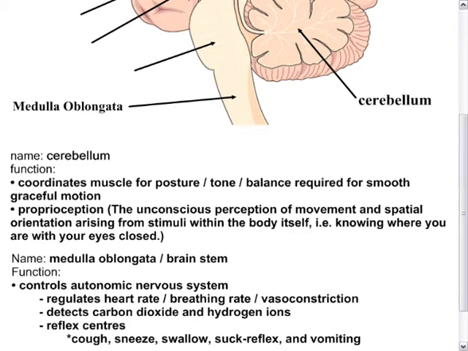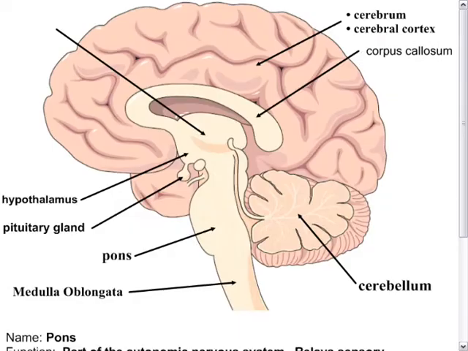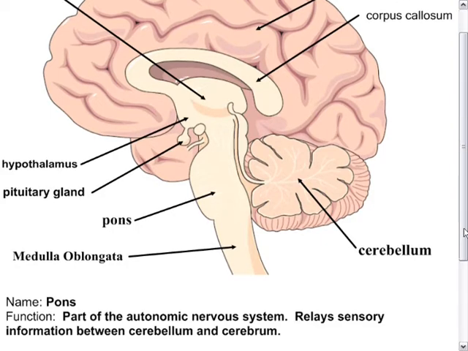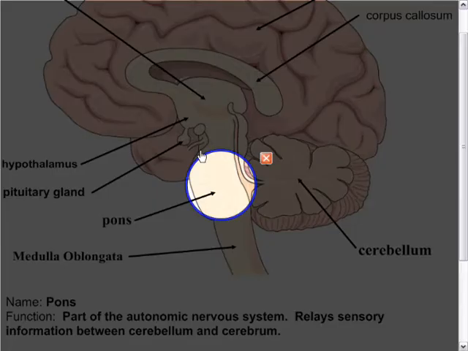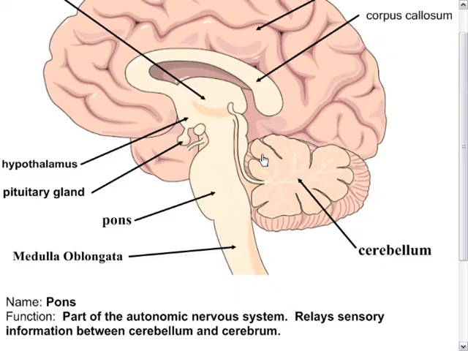Breathing, heart rate, coughing, all these kinds of things. We will now move to the next slide. The first area we are going to discuss is the pons. The pons are located here and are also part of the autonomic nervous system. It relays sensory information between the cerebellum and the cerebrum.